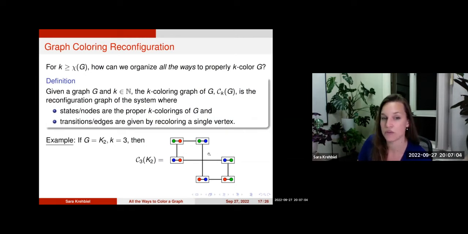So this is a way that we can reason about the coloring graph, which is an organization of all of the ways to properly K-color a graph. Let me pause here for just a little bit and see if there are any questions about this, because this really is the fundamental object that we're working with.